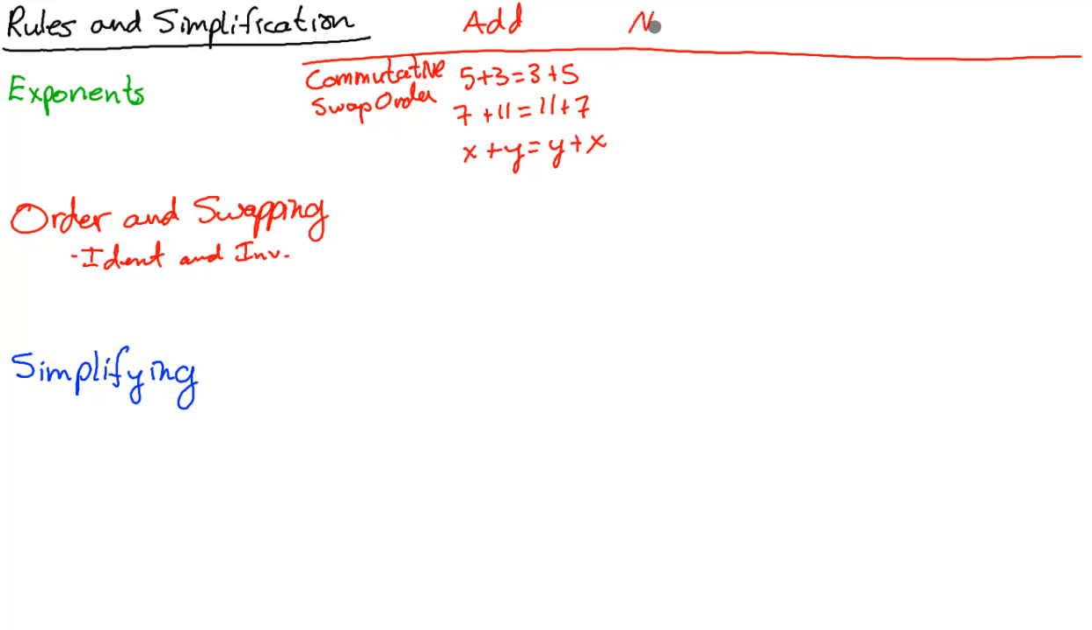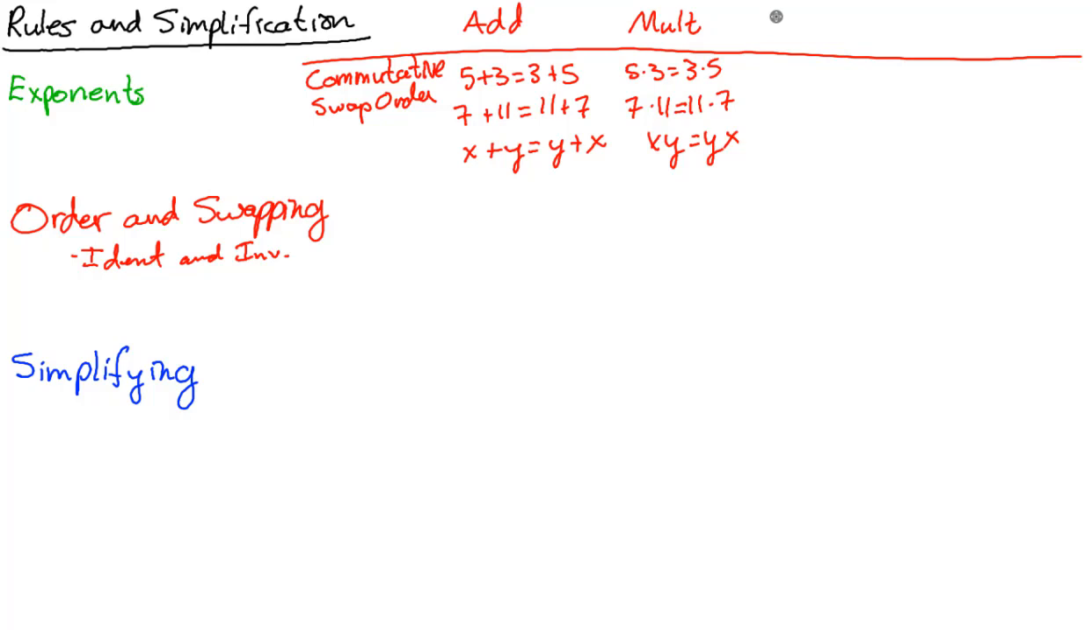Now let's look. Can you do it with multiplication? 5 times 3, is that the same as 3 times 5? Yes, it is. What about 7 times 11 and 11 times 7? Are those equal? Sure. And yes, this is true for all numbers. x times y is going to be y times x, and it doesn't make any difference which order you go in.